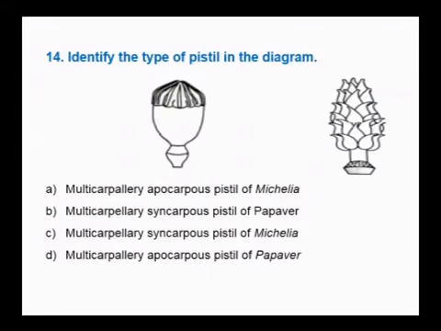Next question. Identify the type of pistil in the diagram. When you look at this diagram, here the carpels are fused. It is multicarpellary syncarpous pistil of Papaver. So, on the side, this is not included under the question. On the side, I have given another diagram. Here many carpels, but the carpels are not fused. So, it is a characteristic of Michelia. Therefore, if this is the diagram, your answer should be A. But for the given question, the answer is B.